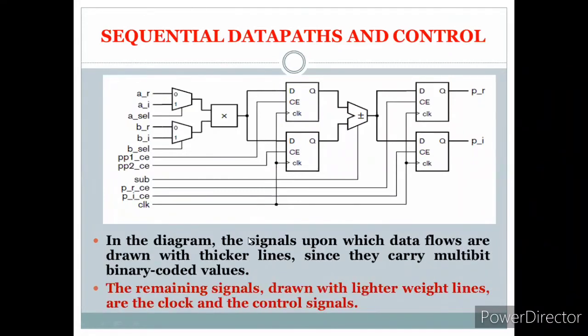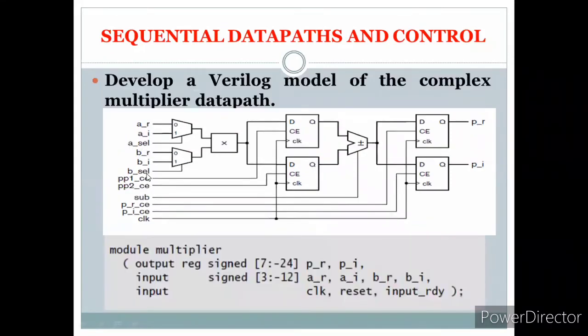So in the diagram, we can see that a signal upon which the data flows is drawn with a thicker line. If you observe this thicker line, this is how the data is passed. And all these thinner lines are control signals. This is how we differentiate between the data path and the control signals. Now, let us write the Verilog model for the given complex multiplier.